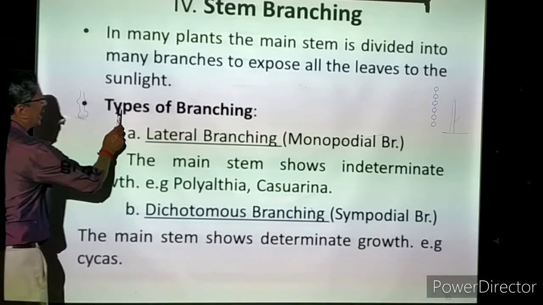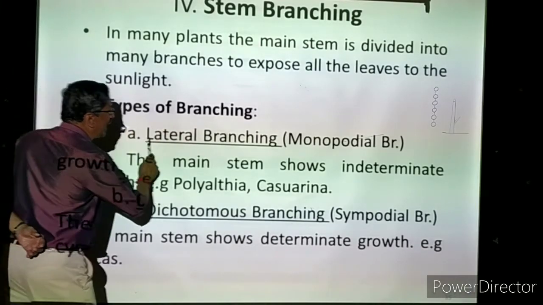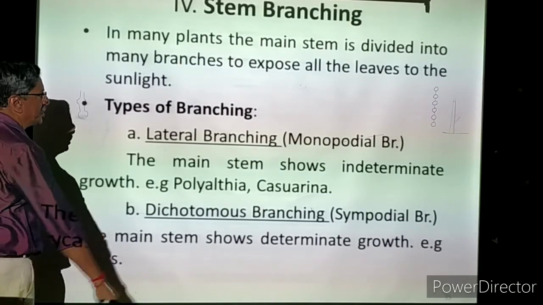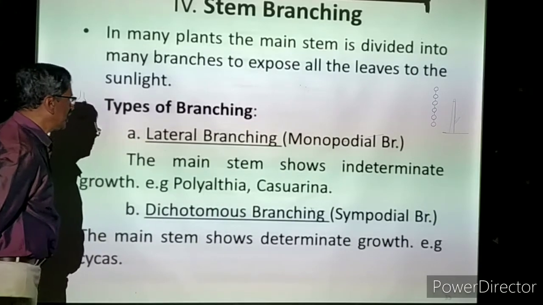Now we are coming to the types of branching. The branching is very, very important. What are the various types of branching? Lateral branching. Lateral means side branches. In many plants you can find that side branches will be there. It is also called monopodial branching.